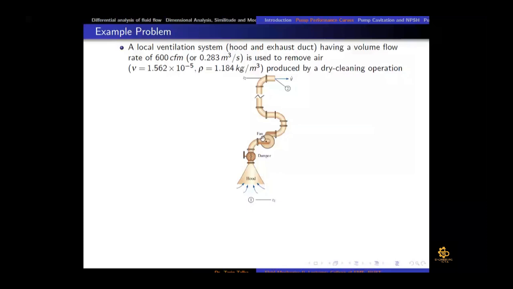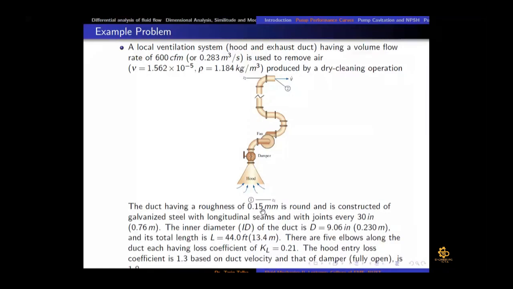And then there is piping, and the air coming up through this hood is going out into the atmosphere. Now the duct has a roughness of 0.15 mm. So the epsilon value is given, and it is constructed of galvanized steel with longitudinal seams and joints every 30 inch, 0.76 meter. The inner diameter of the duct is given as 9.06 inch, and the total length is 44 feet.